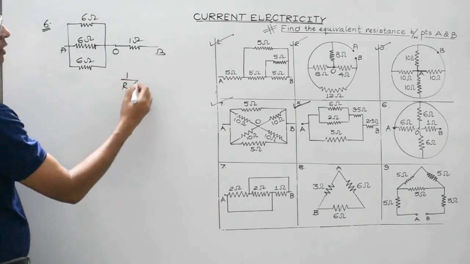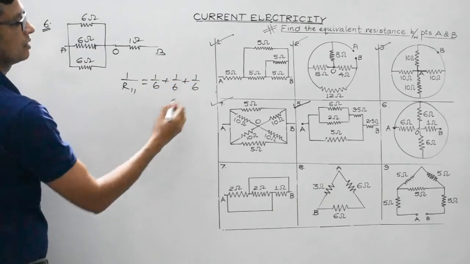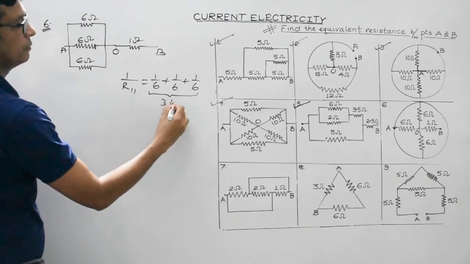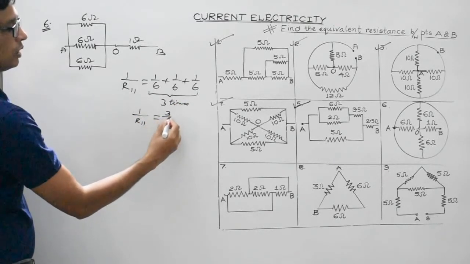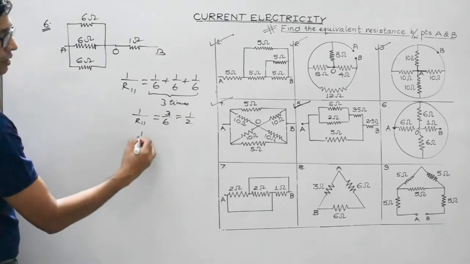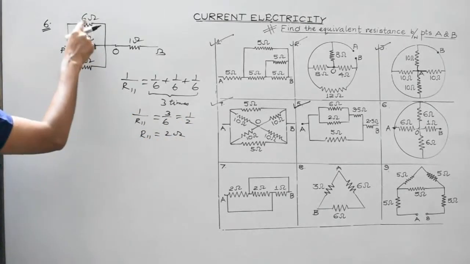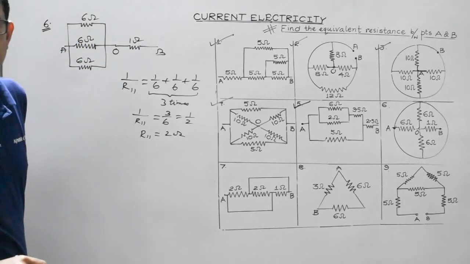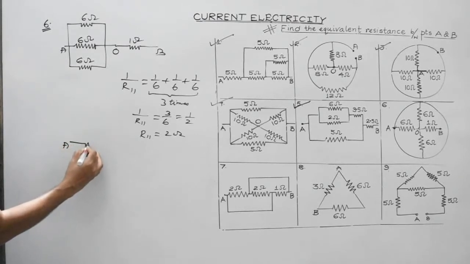Why 2 ohm? Because it will be 1 by 6 plus 1 by 6 plus 1 by 6. That is 3 times. So 1 by R parallel would be equal to 3 by 6. It is equal to half. Don't forget to take the reciprocal in the last step. So the equivalent of 6 which are connected in parallel is 2 ohm. So what you get is, the circuit can be further simplified in this particular manner.